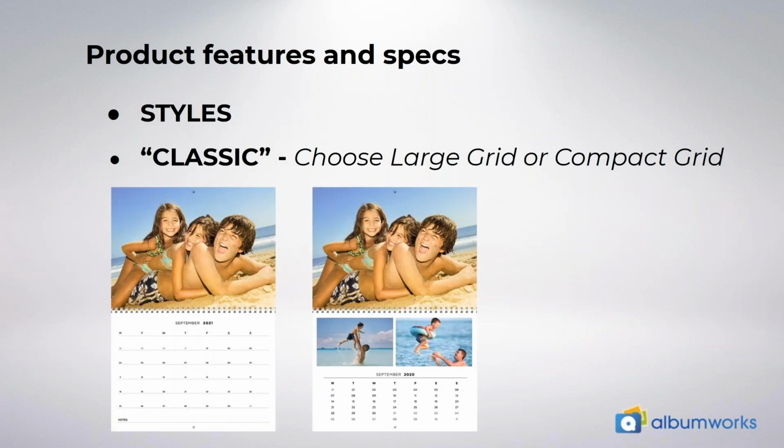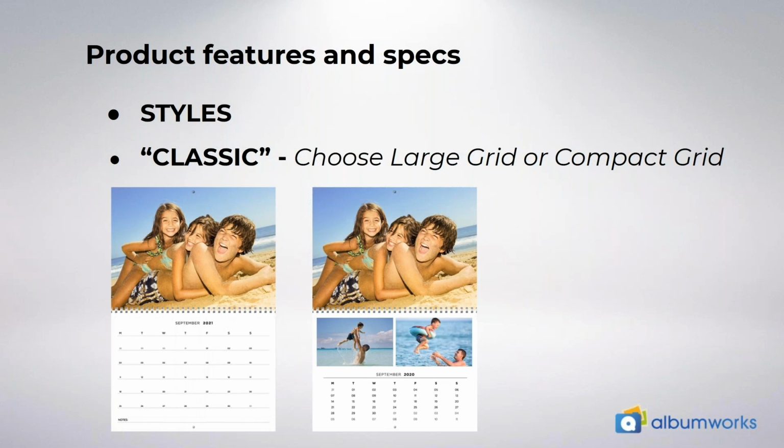The styles, as I mentioned earlier, there are two styles of calendars that we offer, classic and smart. 12 months are included with classic calendars, and they start with January and finish in December. You can choose either a large grid for your dates or a compact grid, as you can see in the picture here. The large grid gives you more space for your dates, so it's a good choice if you intend to write down events and appointments throughout the year, whereas the compact grid is, as it suggests, a compacted date grid with more space for your photos. So this is a good choice if you want to include more of your images throughout the calendar but don't need to write in it during the year.